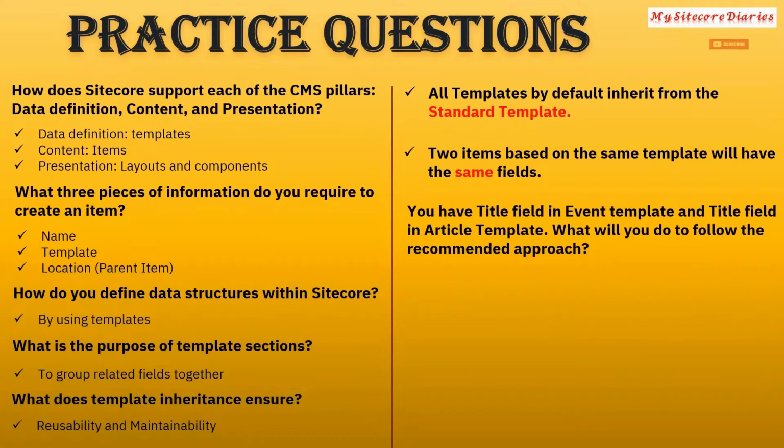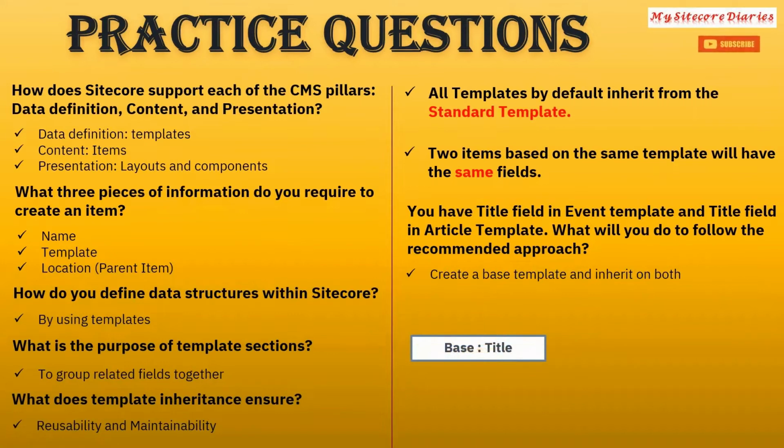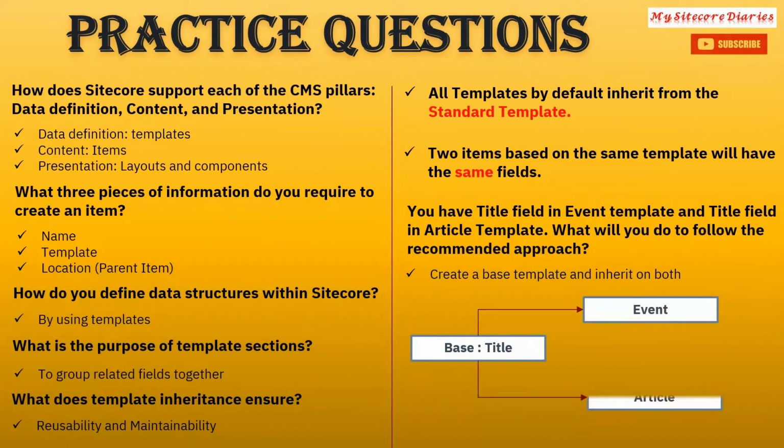You have a title field in the event template, and a title field in the article template. What will you do to follow the recommended approach? We have seen the same kind of example in the define template video. So we will create a base template which will have a title field, and then we will inherit both. The base title will be created in the base template, that will be inherited into the event, and that will be inherited into the article. That is how we will create the templates, and this is the recommended approach by Sitecore.